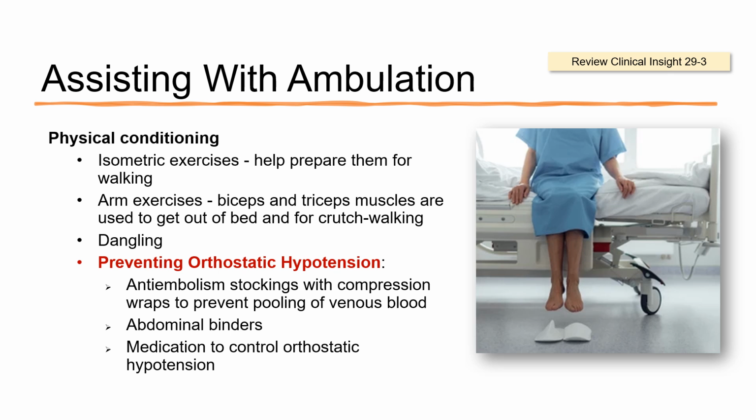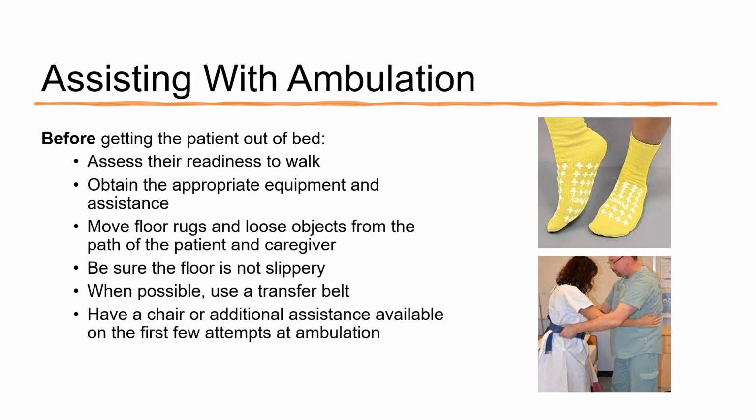So physical conditioning: if you know a patient's going to be getting out of bed, you want to help with isometric exercises. That's something that they can do in bed. Arm exercises, we want to have them dangle to prevent orthostatic hypotension. Again, if we have those stockings on them. Abdominal binders are like a binder with Velcro around the abdomen. And then if it is a true problem that doesn't resolve after dangling or the other interventions, then they may need medication to help control that orthostatic hypotension.